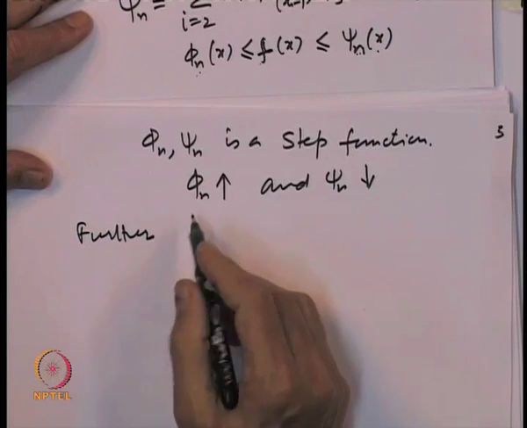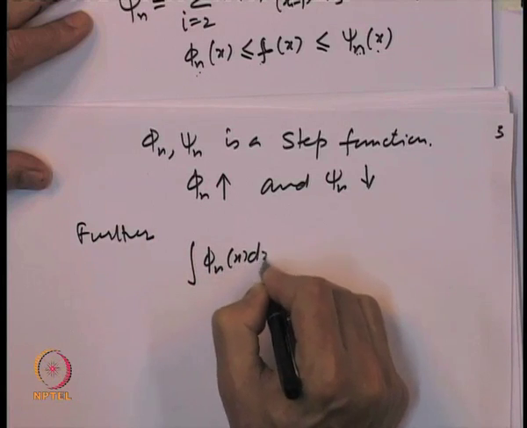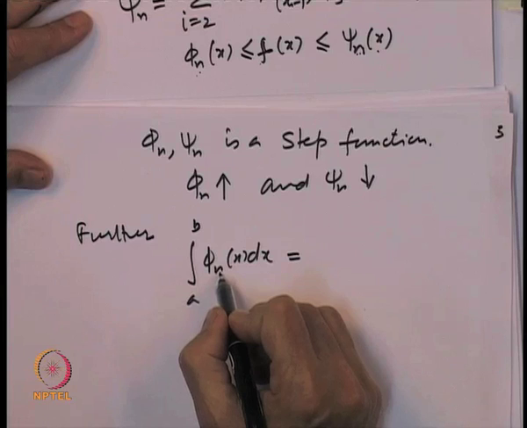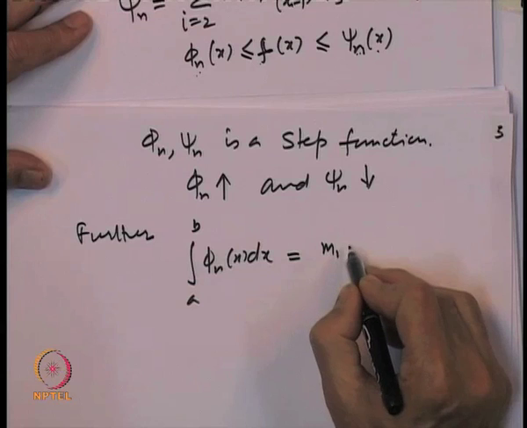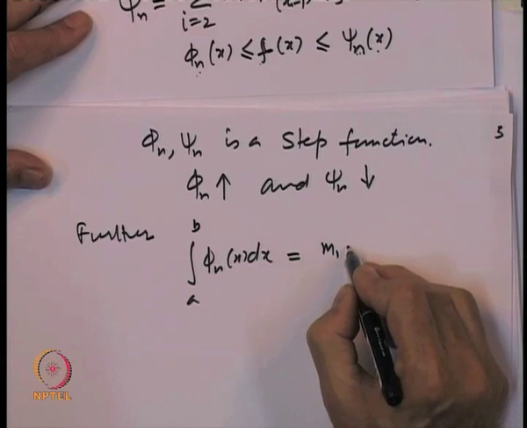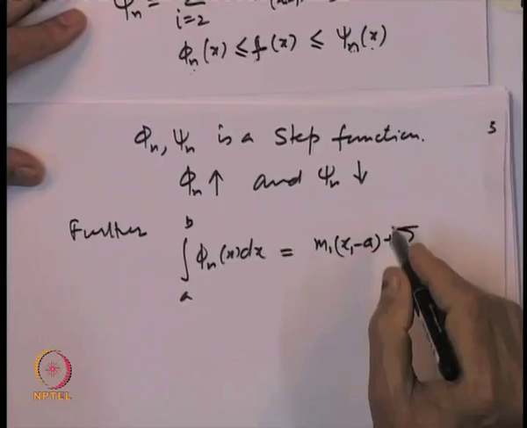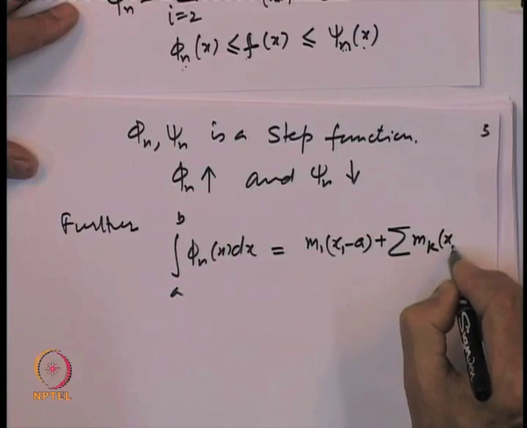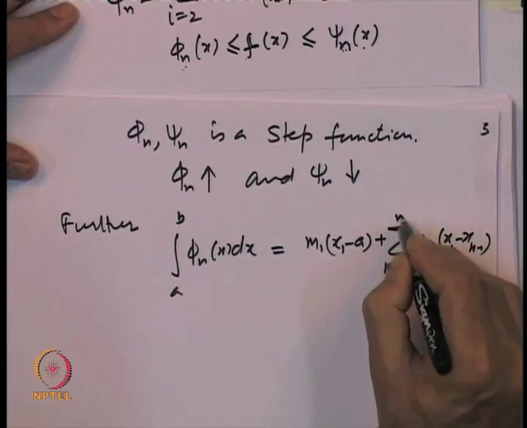let us look at the Riemann integral of the function phi_n(x) dx from a to b. So, because phi_n is constant on each subinterval of the partition, this is nothing but equal to m_1 times the length of the first interval, that is x_1 minus a, plus the sums of those rectangles. So, that is small m_k times x_k minus x_{k-1}, k equal to 1 to n.